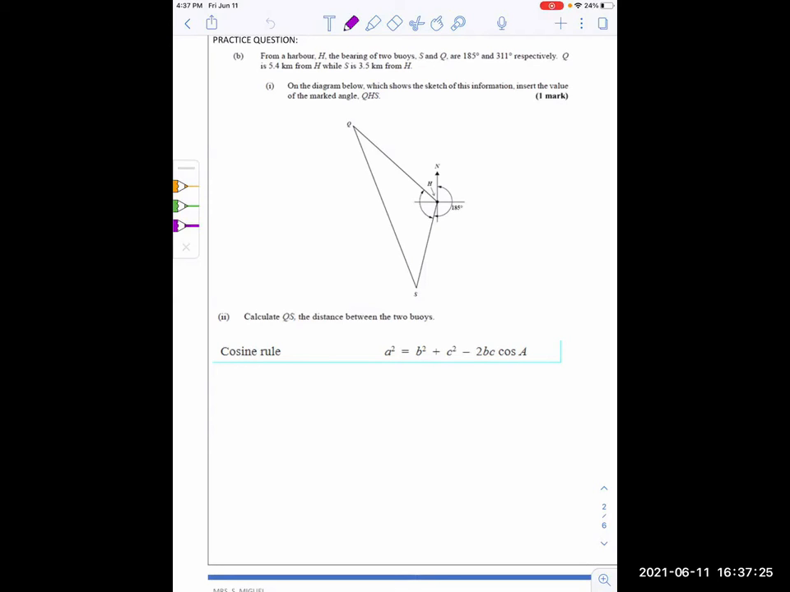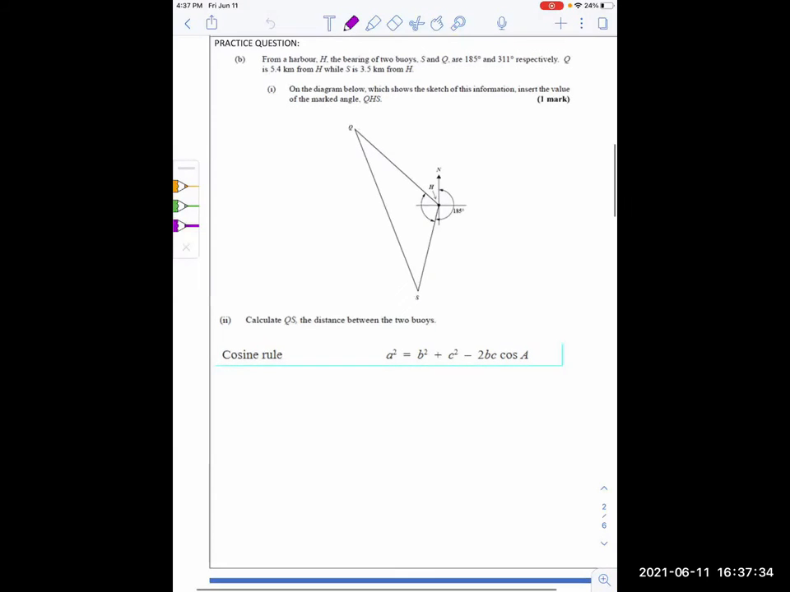From a harbor H, the bearings of two buoys, S and Q, are 185 degrees and 311 degrees respectively. Now, bearings are always measured from the north line. So what do I mean? This is my north line. The bearing from H means that I put my north line at the point H. For the bearing from H of S, I start from my north line and measure this angle, meeting the line at S. And that angle is 185 degrees. Do you all see that?